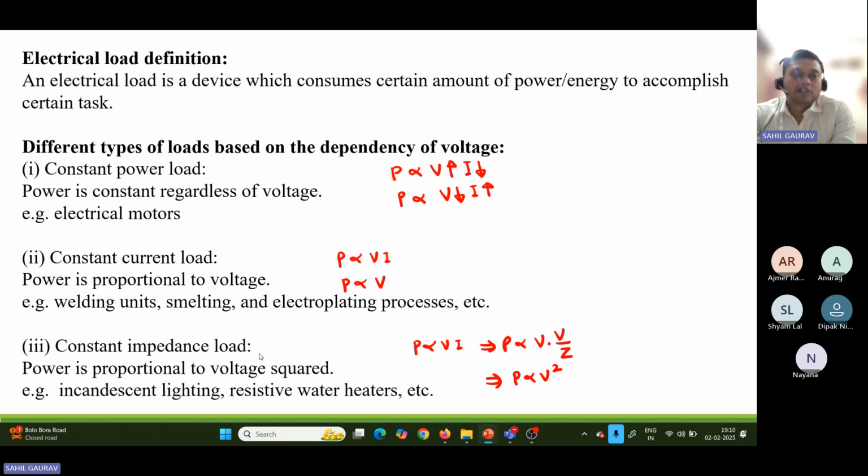And the third one is the constant impedance load. In this, power is directly proportional to VI, and current we can write as V upon Z. So power is directly proportional to V squared. So for a constant impedance load, power is proportional to voltage squared. Examples of this constant impedance load are incandescent lighting and resistive water heaters.